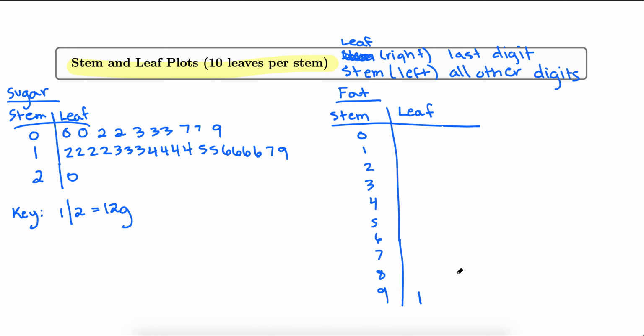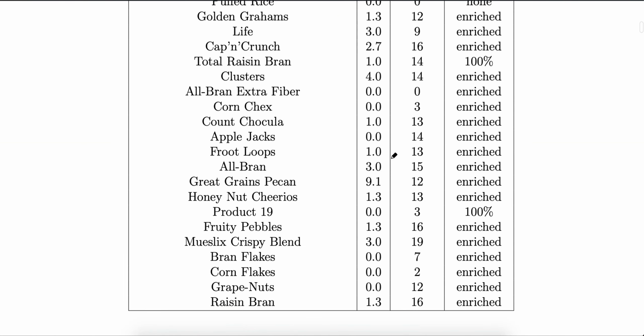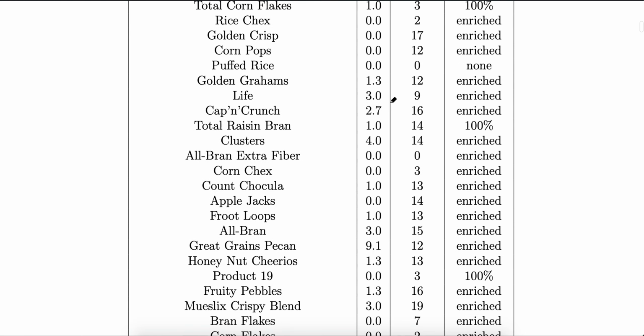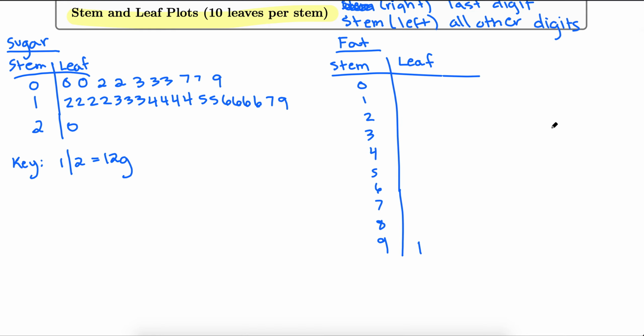If you look back at the data, let's go ahead and scroll there real quick for reference. So fat content, the first observation is 6 grams of fat, 6.0. The next one is 4 grams of fat, then 3 grams of fat. Let's see if we can remember those: 6, 4, and 3. So on our plot, 6 grams of fat would be denoted 6 with a 0 here for 6.0. 4 grams of fat, 4.0. 3 grams of fat, 3.0, and so on.